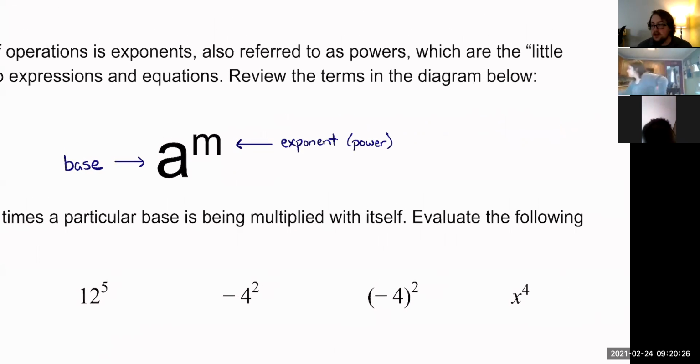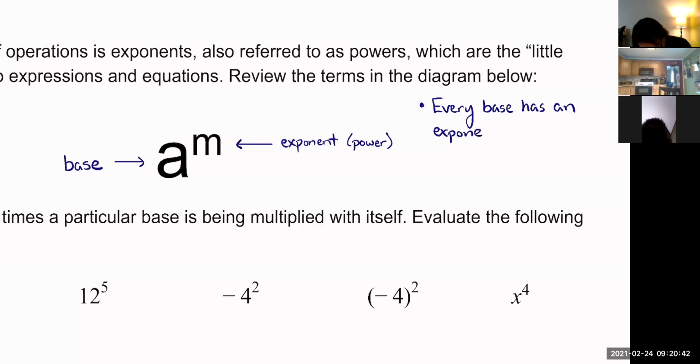Off to the right here, a couple of comments that I'm going to write down. Every base has an exponent. And the second thing that's true is that every exponent must have a base.